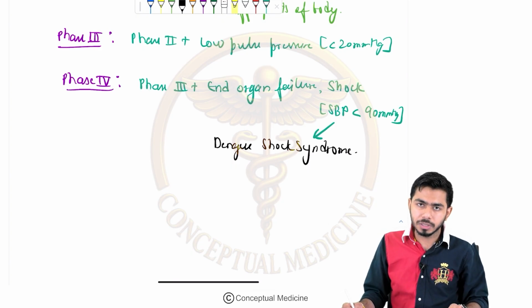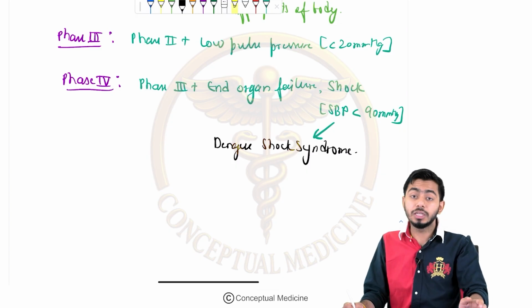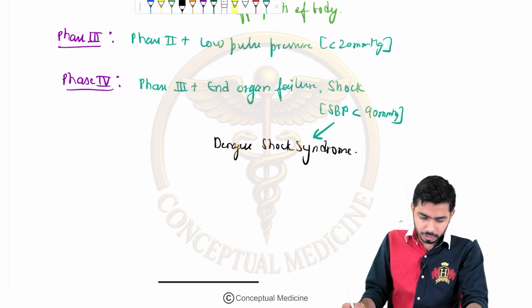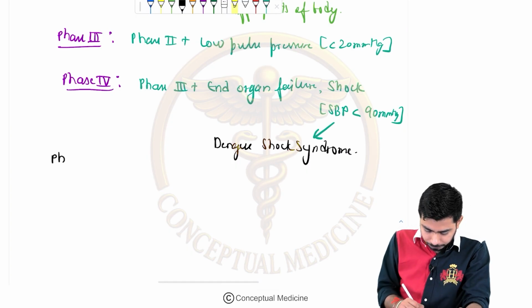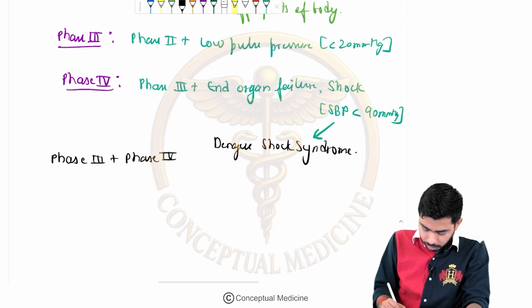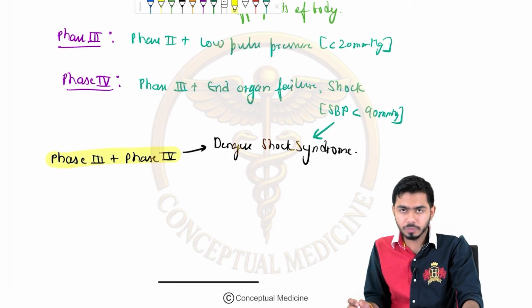And in some cases, hemorrhage is happening as well due to the thrombocytopenia component. So in that case, we are talking about dengue hemorrhagic fever as well, right? So that is the thing over here. So if I'm talking about phase 3 plus phase 4, guys, that will be considered as dengue shock syndrome. Okay, so please do remember.